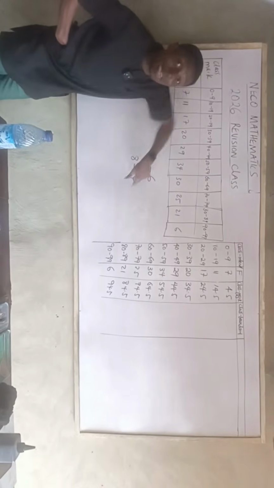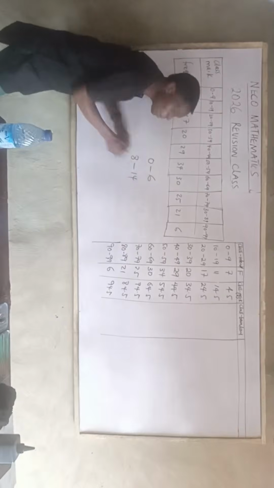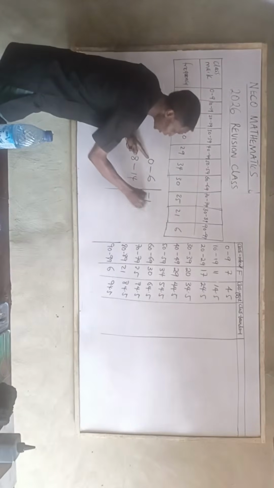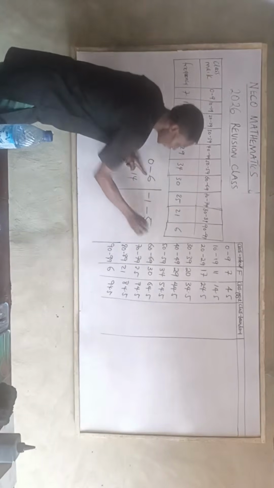Any difference you have there, you divide it by 2. So here, 2 divided by 2 gives you 1. So it is 1 you subtract here, it is 1 you add here. So the class boundary here will now be minus 1 to 5.